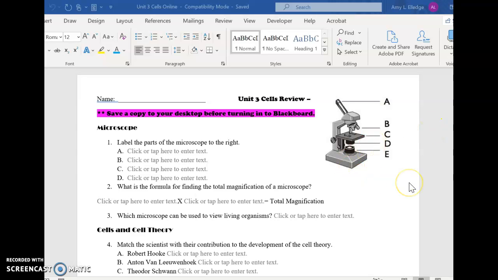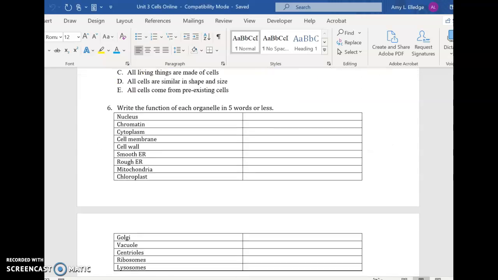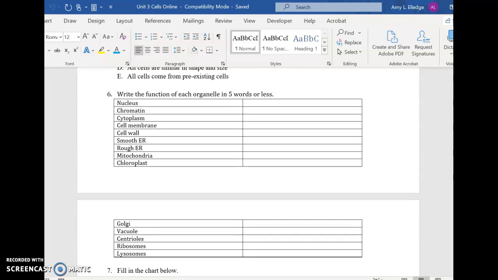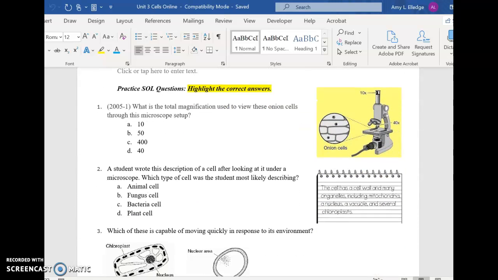Hey kiddos, we're going to go over the Unit 3 Cells Review Multiple Choice. So I'm going to scroll on down. If you didn't get some of these organelles, just Google them, folks. All right, scrolling on down.